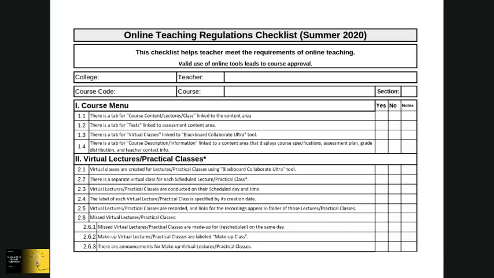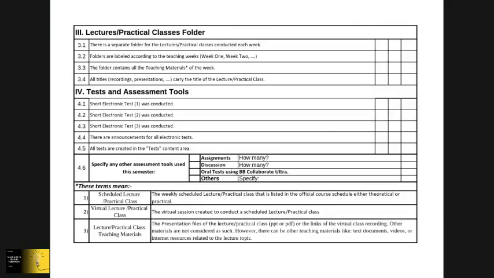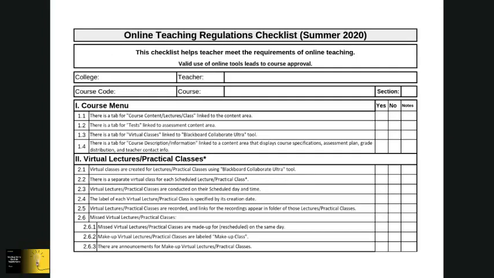The first one is the course menu, where you should have tabs. On our English courses, there should be a tab called course content, or lecture, or class. This is related to section number 3, where in the folder we are going to put the teaching material. You also should have a separate tab for tests. For example, in one of my courses, I called it weekly activity and I got a remark about it, that there was no tab for tests. The tests were inside, but not as a tab. So I changed it into tests.